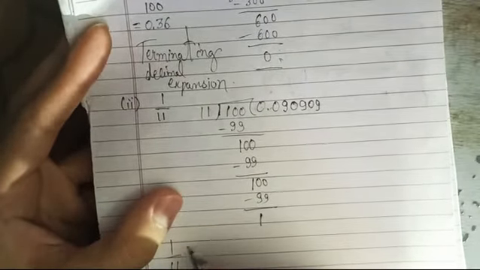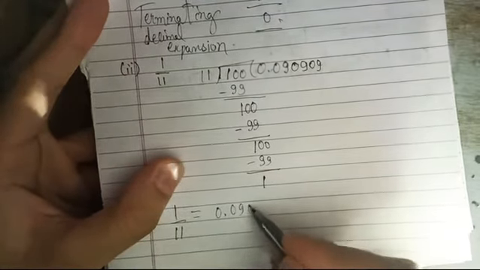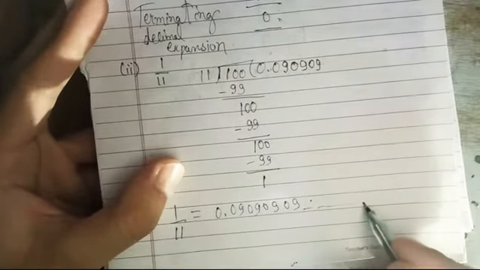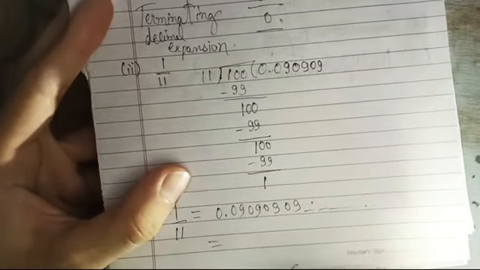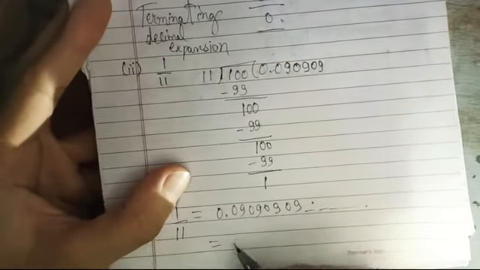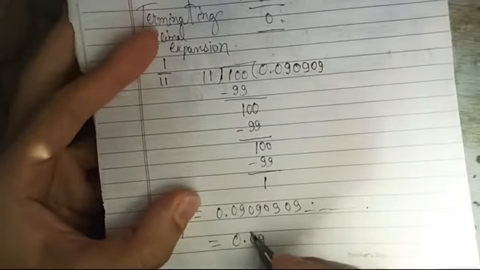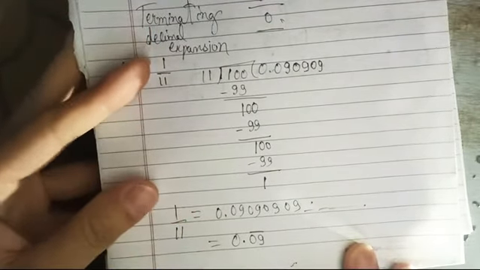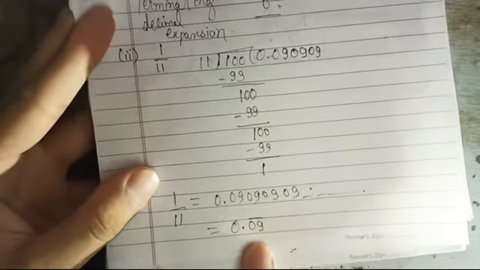So if we divide 1 by 11, we will get the decimal expansion 0.09090909 and so on. It will continue and will not stop anywhere. So what we will do is write 0.09 and put a bar on 09. That means they are repeating continuously.